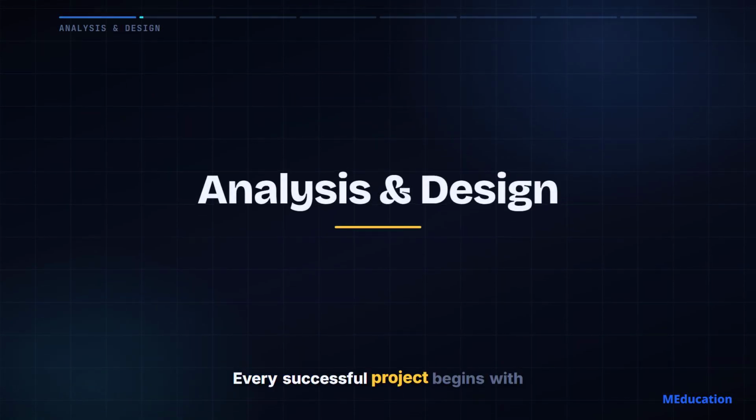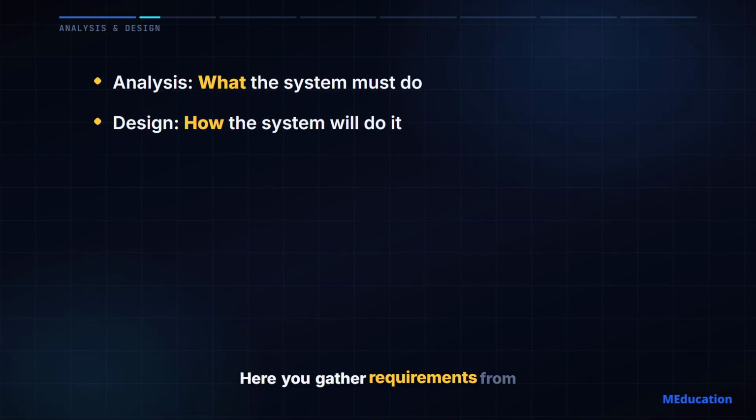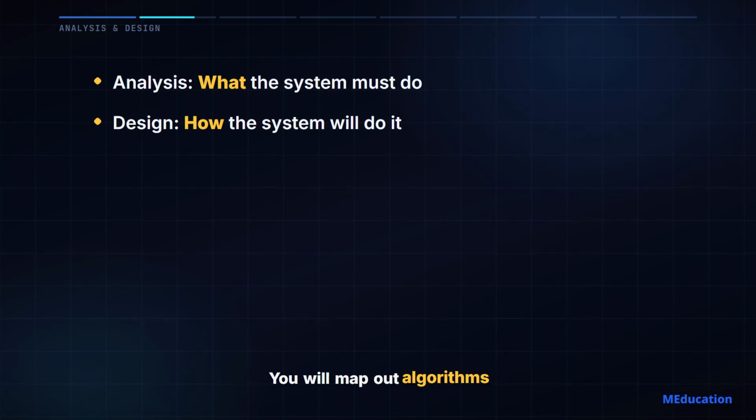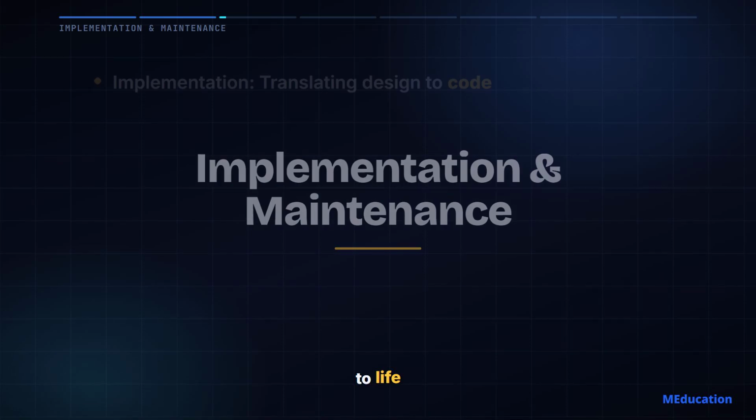Every successful project begins with careful planning. The journey starts with the analysis stage. Here, you gather requirements from the client through interviews and observation to define exactly what the system must do. Next is the design stage, where you decide how the system will do it. You will map out algorithms, choose optimal data structures, and design user interfaces before a single line of code is ever written.